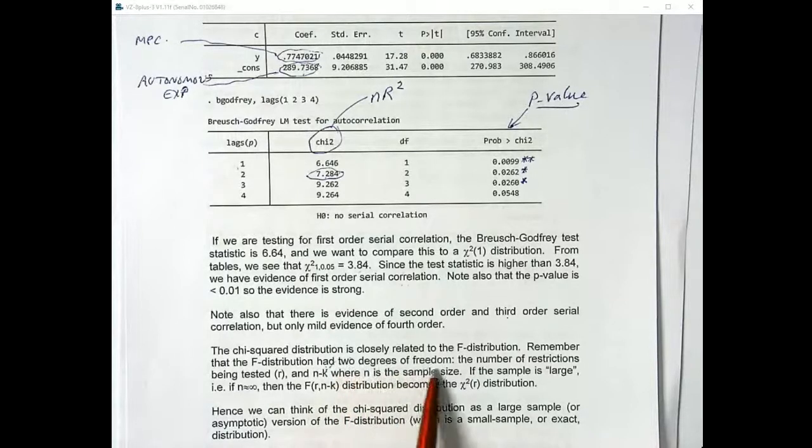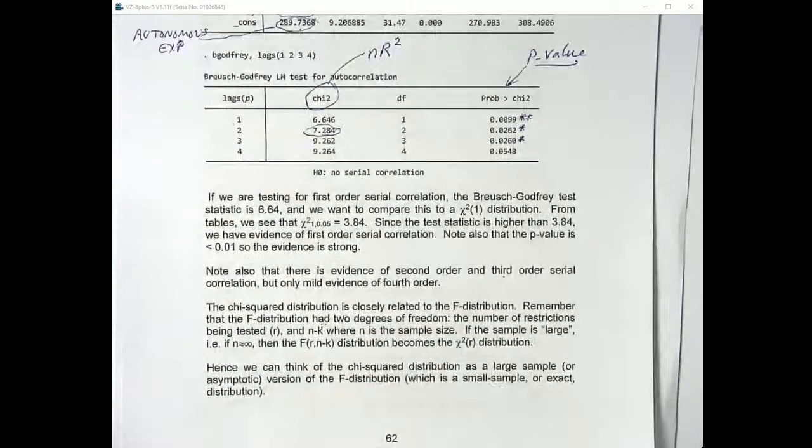Remember, the F distribution had 2 degrees of freedom: the number of restrictions being tested, r, and n minus k, where n is the sample size. If the sample is large, that is, if n is roughly infinity, then r times F(r, n minus k) becomes chi-squared r. Hence, we can think of the chi-squared distribution as a large sample, or asymptotic, version.